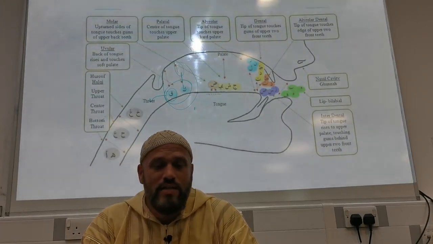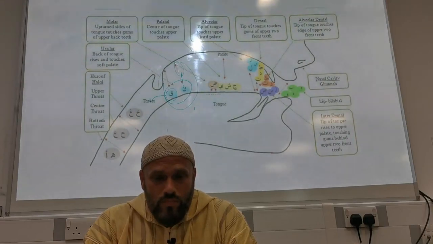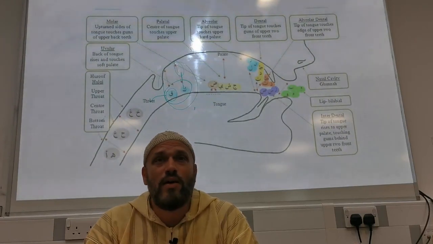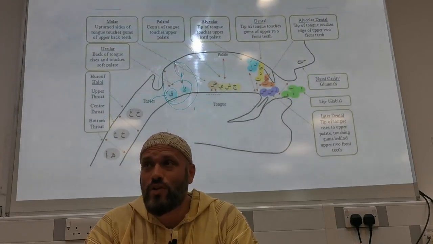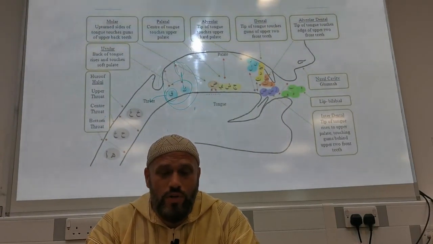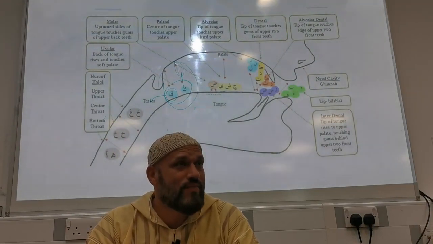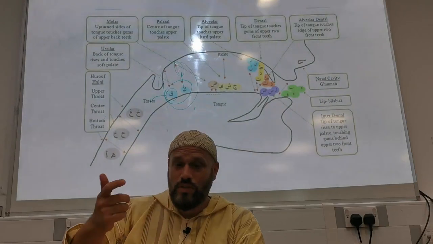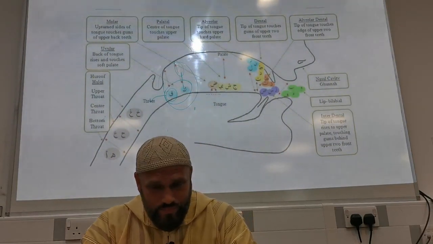So the tongue has the most exit points. I think this is clear for now, right? So the tongue has actually 10 different articulation points. The tongue has 10 different articulation points. And it also pronounces 18 letters. So the tongue gives sound to 18 letters.